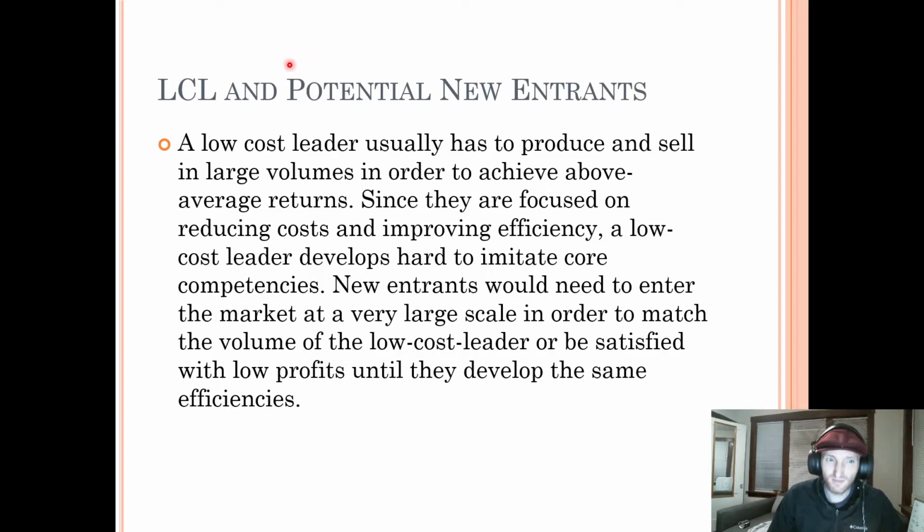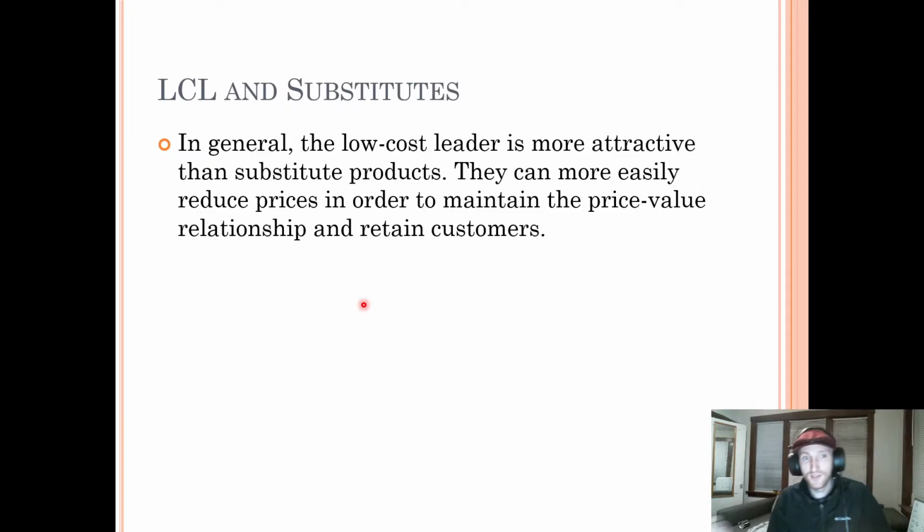With new entrants, usually a low-cost leader has to produce and sell in large volumes in order to earn above-average returns. Again, it makes sense. Since they're focused on reducing costs and improving efficiency, a low-cost leader develops hard-to-imitate core competencies. New entrants would need to enter the market at a very large scale in order to match the volume of the low-cost leader, or be satisfied with low profits until they develop the same efficiencies. So it's difficult to get into the market at the same scale as you. And with substitutes, you're generally more attractive than substitute products, and you can easily reduce prices if people start to move towards substitute products.